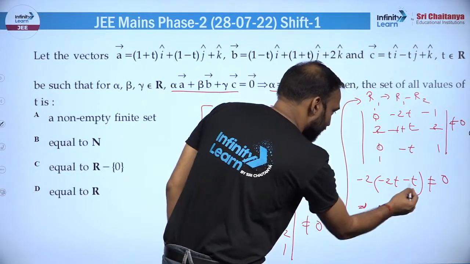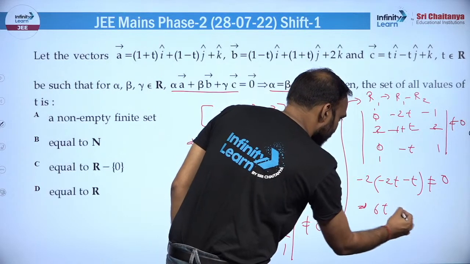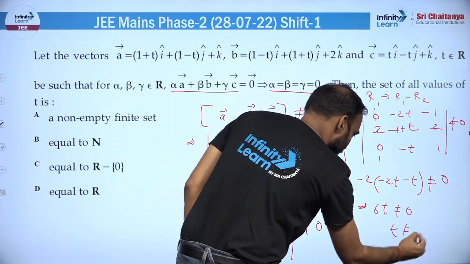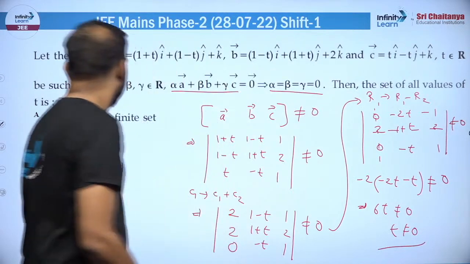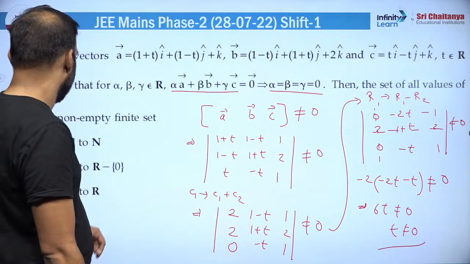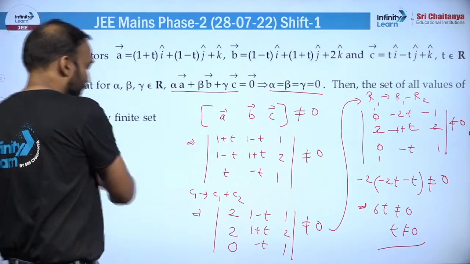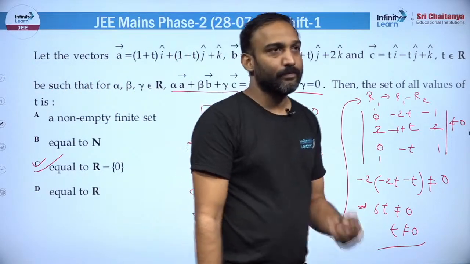So from here I can say this is minus 3t, so 6t cannot be equal to 0, so t cannot be equal to 0. So I can take the value of t everything but not 0. So my answer is option number C, that is equal to R but not 0, right?